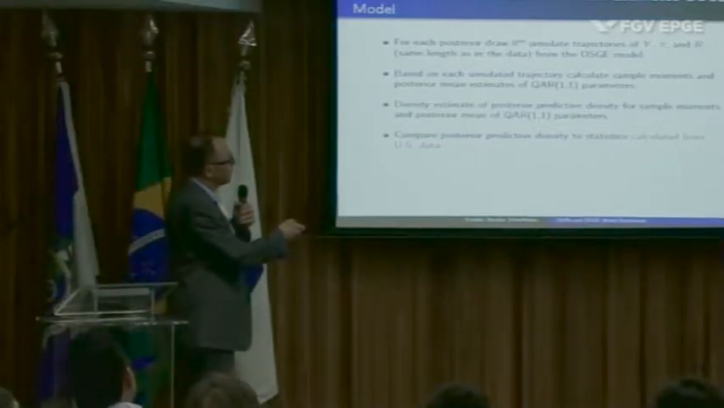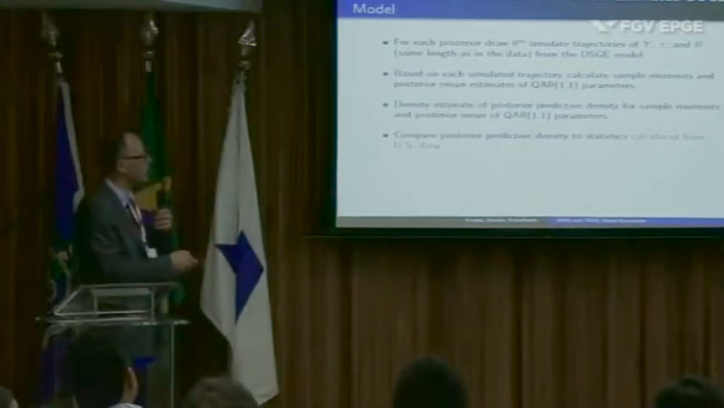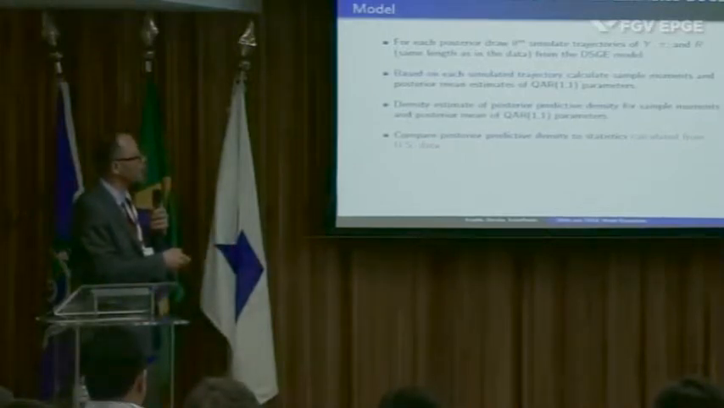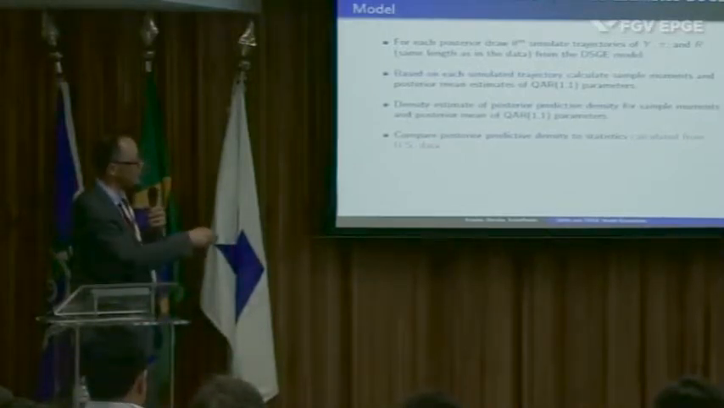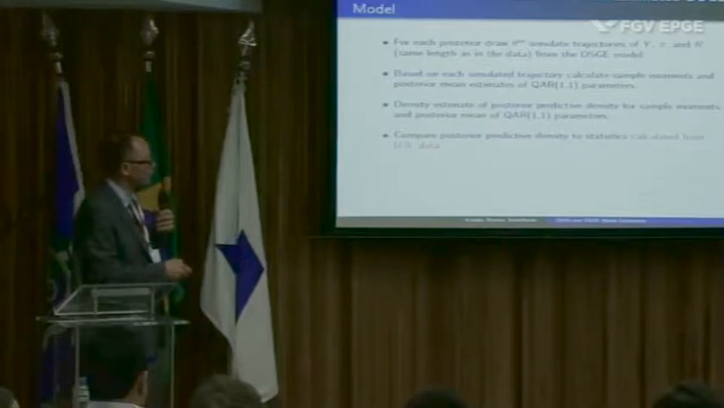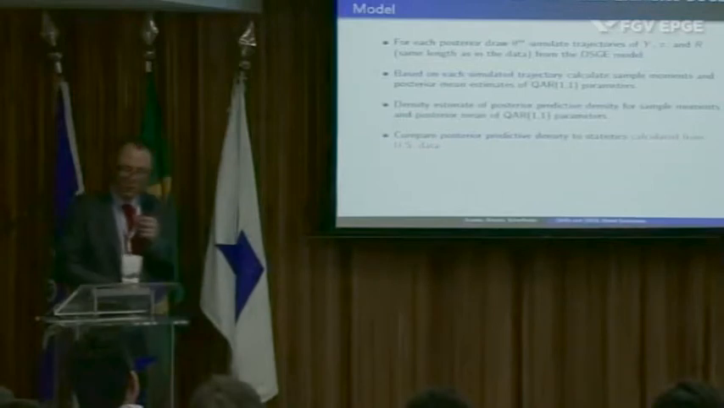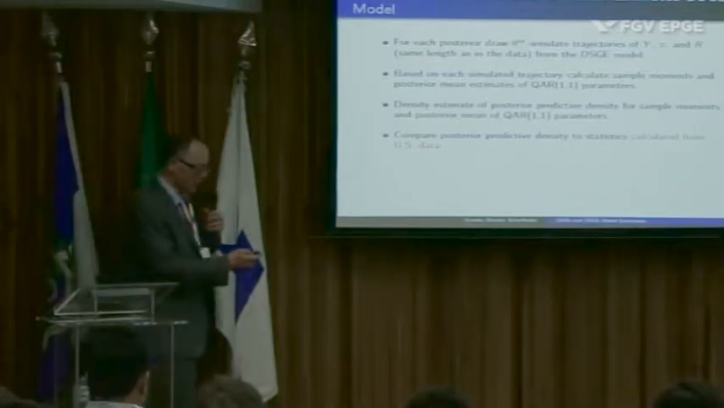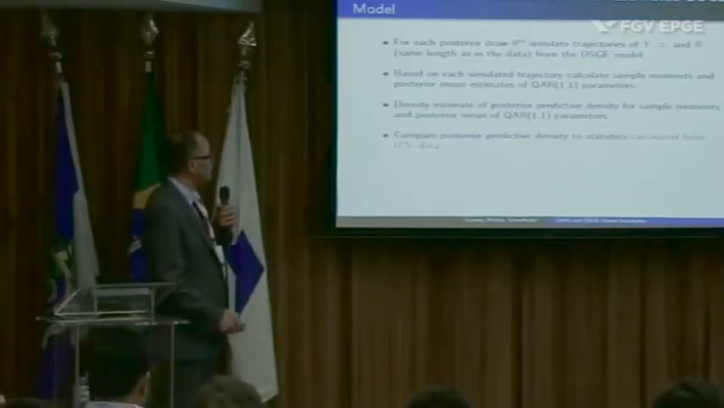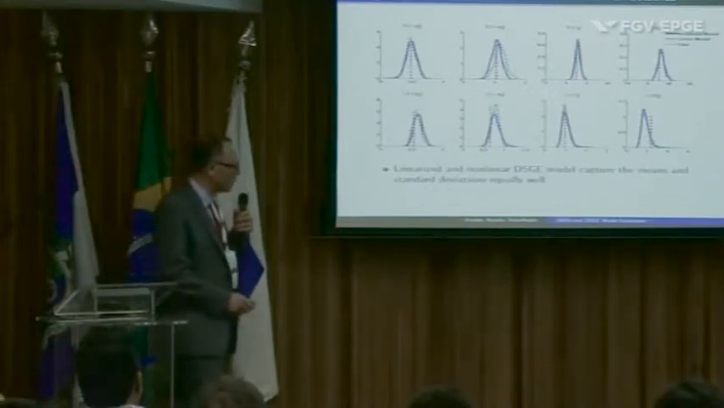Since we have 100,000 of these draws, we do this 100,000 times, and then we have 100,000 estimates of these QAR11 parameters. We're just going to draw densities, and we have the estimate that we've obtained from US data, and we'll just see how far that's in the tails. Okay, so let's do that. Okay, so here's a picture.